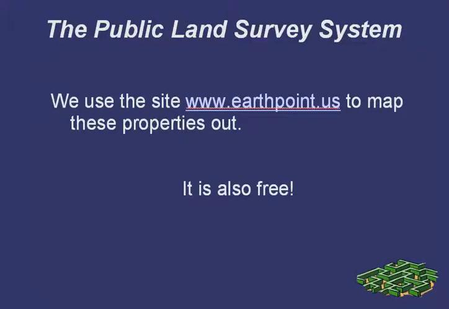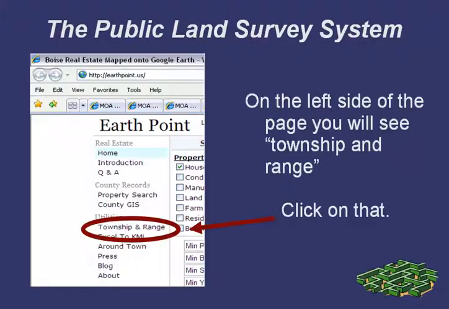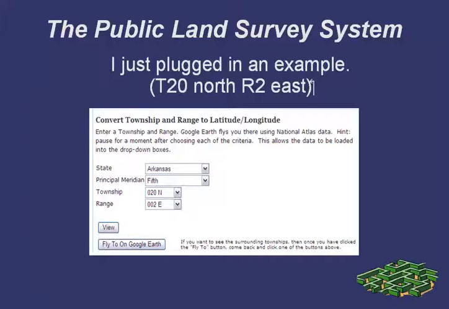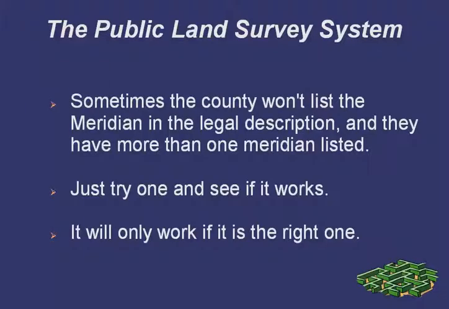We like to use the site earthpoint.us to map the properties out. It's also free. They have a paid option as well. On the left side of earthpoint.us, you'll see township and range. Click on that, then scroll down the page until you see a spot where you can choose the state that you're looking at. We plugged in an example, T20 North, R2 East, looking at Arkansas, looking at the 5th meridian. Sometimes the county won't list the meridian in the legal description, and there's more than one meridian listed. Just try one, see if it works. It'll only work if it's the right one. So see what you can try.